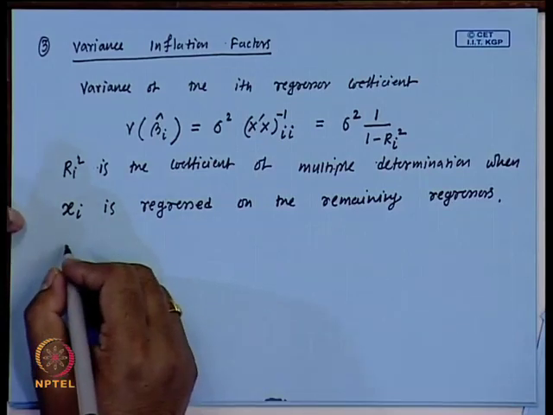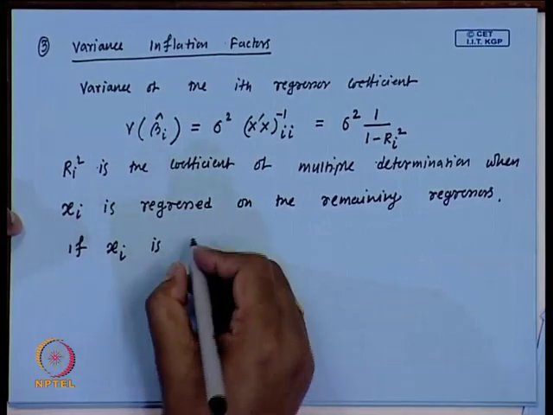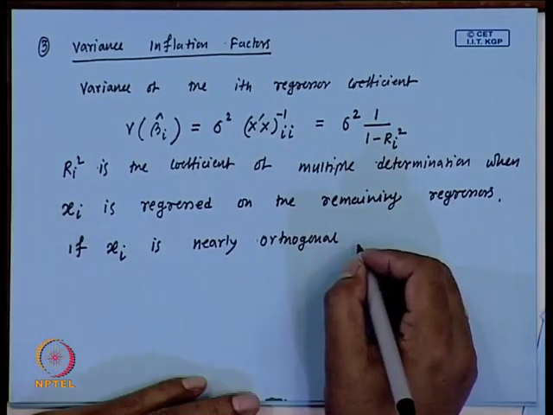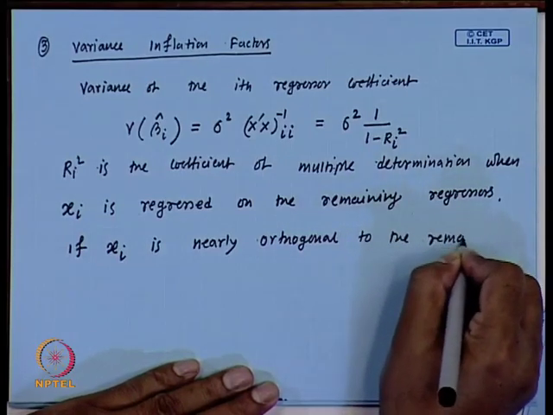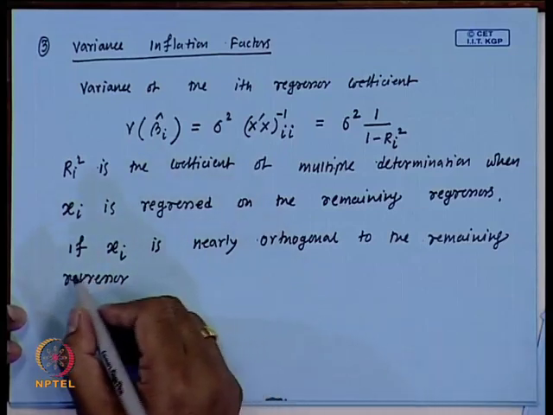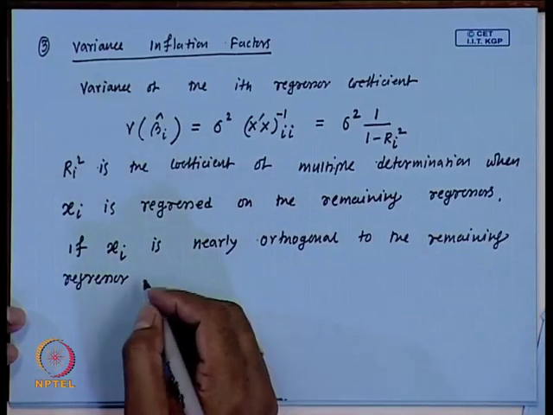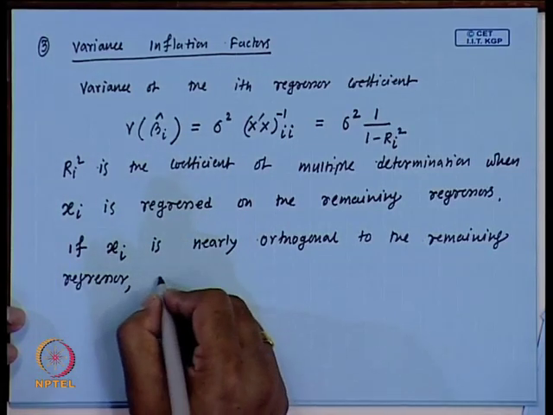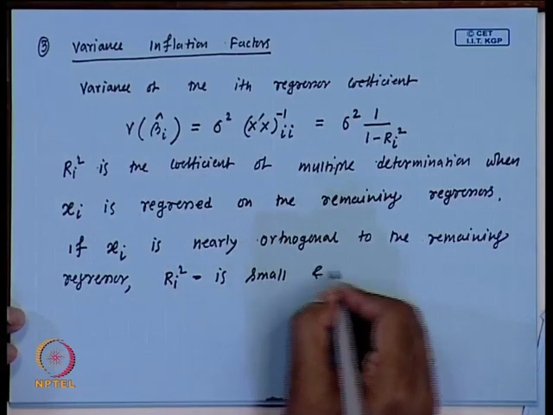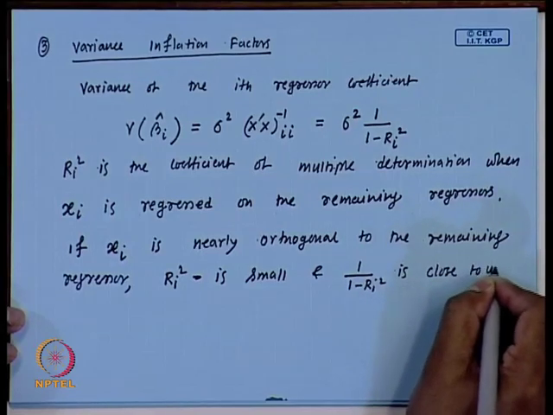Now, see if the ith regressor xi is nearly orthogonal to the remaining regressors. Here, by nearly orthogonal, I mean that if the ith regressor is independent of the remaining regressors, then Ri square is small and 1 by 1 minus Ri square is close to unity.